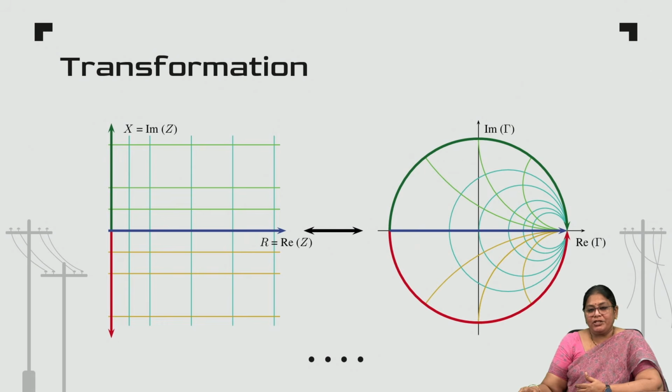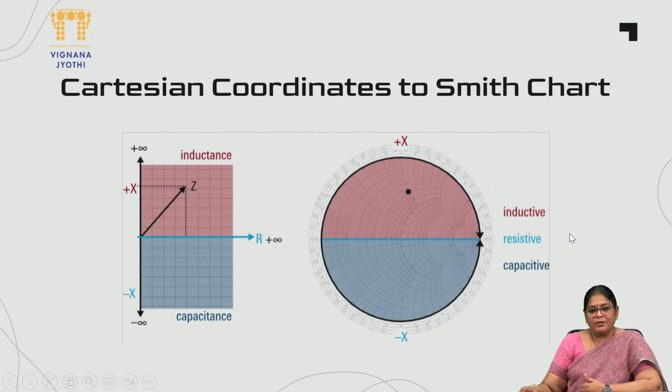Looking at the real and imaginary parts of the reflection coefficient, the real part is going to be in this portion of the graph, and the imaginary part of the reflection coefficient is going to be on the upper portion of the graph. As simple as that. Whatever I have told you, this Z is R plus jX, and this is your inductance and this is your capacitance, being transformed from Cartesian to Smith chart.